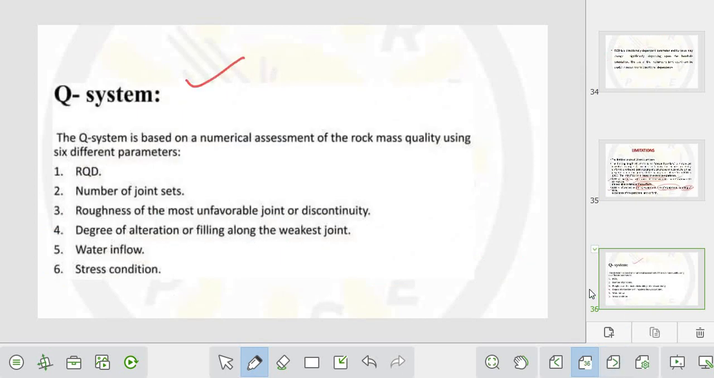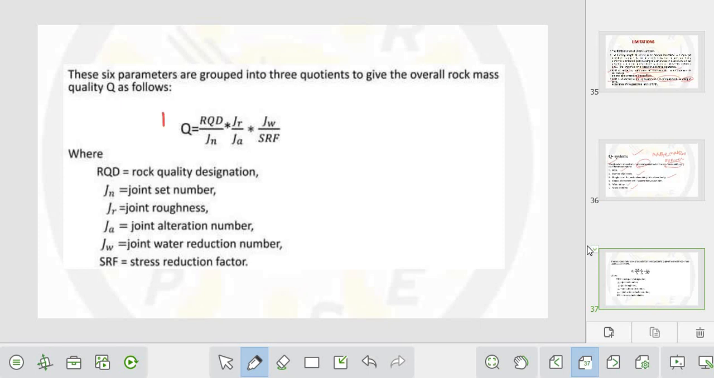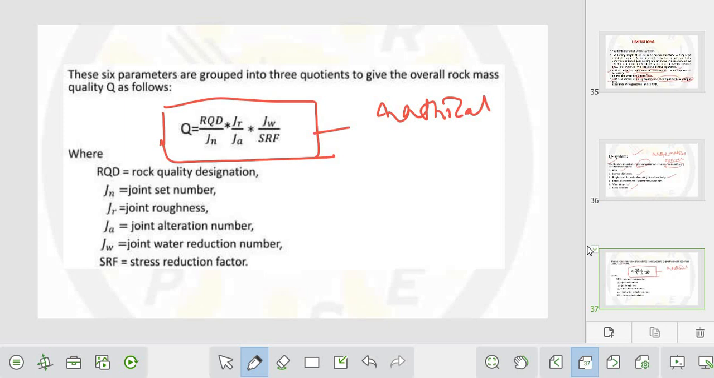Q system, don't go into detail for the time being. Just remember the formula or mathematical expression. Okay, so Q system is based on numerical assessment of the rock mass quality using 6 different parameters. RQD हो गया, number of joint sets हो गया, discontinuity हो गया, water inflow हो गया, stress condition हो गया. So this type of parameter affects the Q system. Okay, next go to this part.